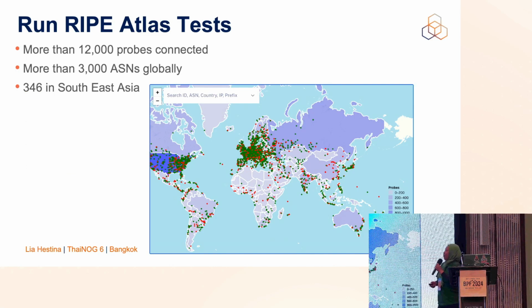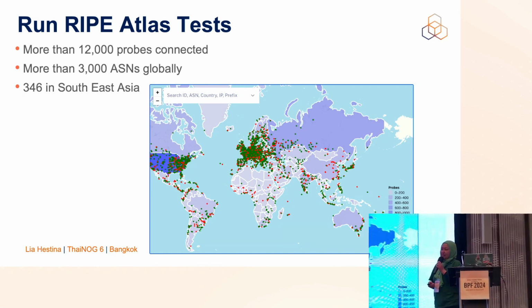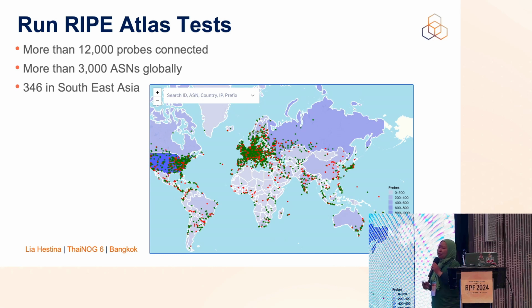So this is where all the probes are located. As we can see, the density is within Europe and also in North America. And that's why I'm here, to talk to the community, to talk to our peers, and see how we can deploy more RIPE Atlas. Because right now, we only have 346 in Southeast Asia, and that's not much.